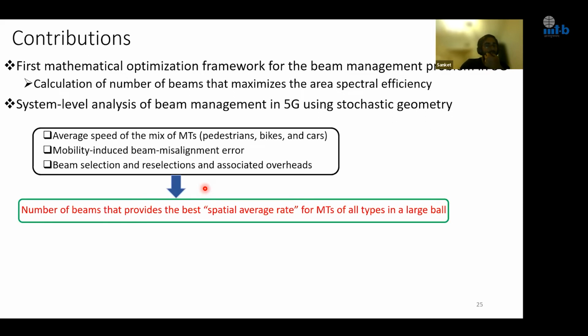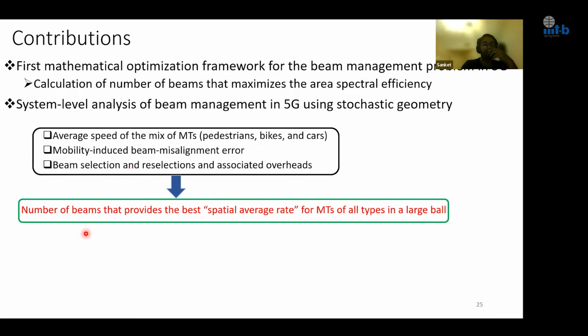And then stochastic geometry allows the system level analysis, meaning while taking into account different aspects, such as the average speed of the mix of mobile terminals, pedestrians, bikes, and cars, and also the beam management error. As the user is moving, the user might be connected to a suboptimal beam, not the optimal beam. That we call beam misalignment. And also the beam selection and reselection overheads when the user moves within the cell and across cells.